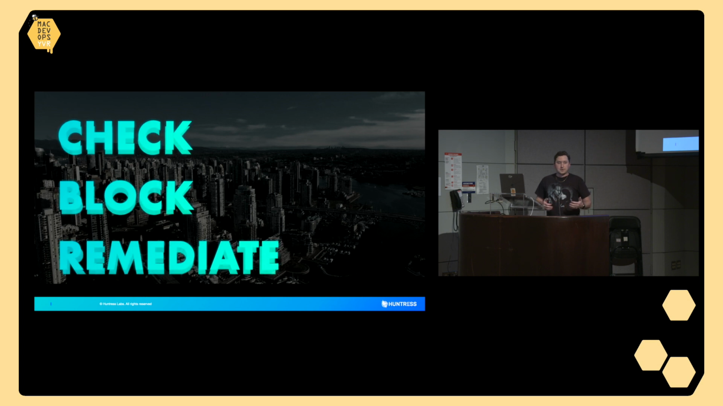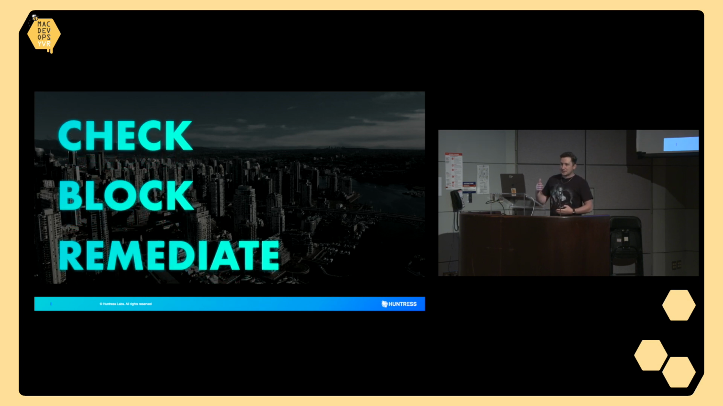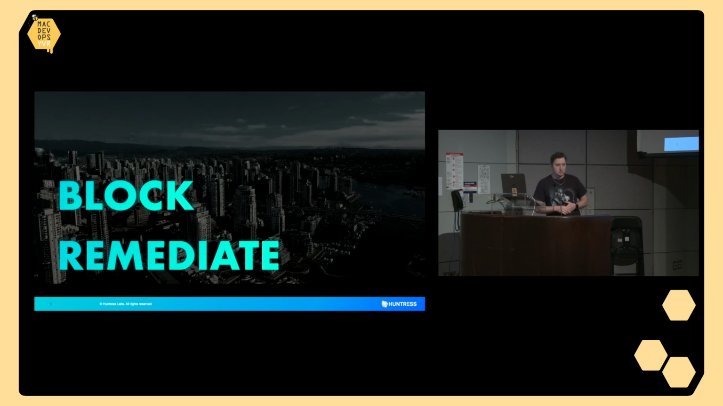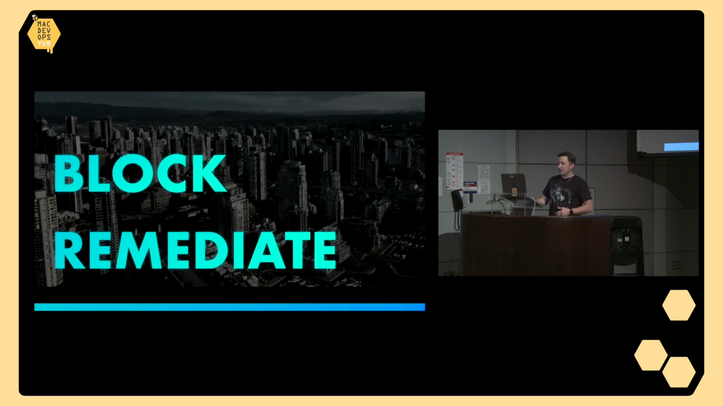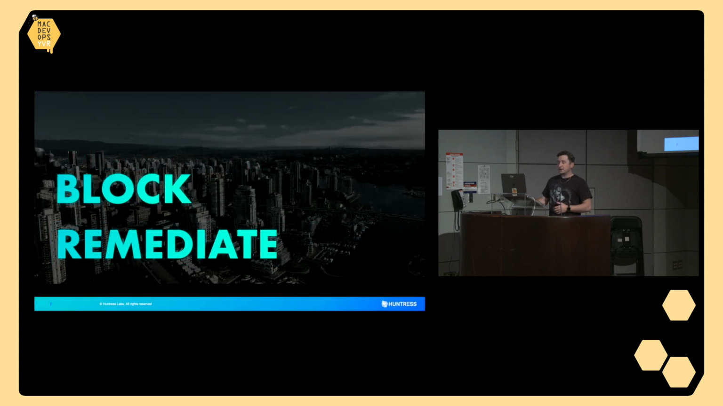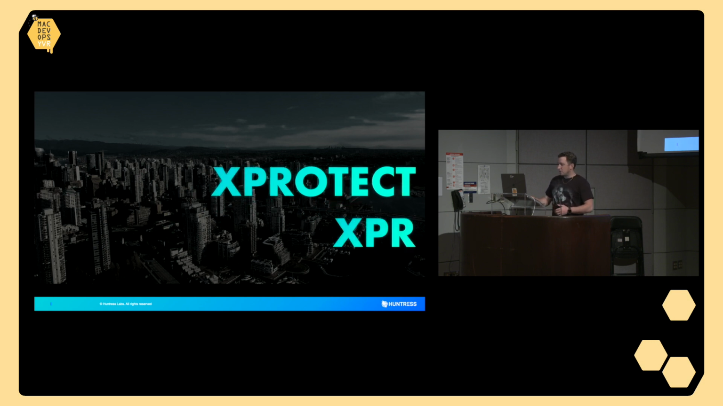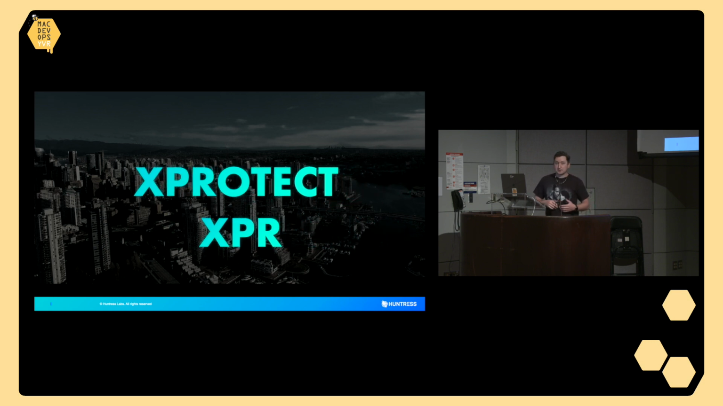So there's really three fundamental building blocks of built-in macOS security, and it's this idea of check, block, and remediate. The check portion is covered by Gatekeeper, and that would take a little too long to dive into. So we're going to focus on blocking and remediating, which fortunately for us maps over nicely to the two tools that we're going to talk about today, which are XProtect and XProtect Remediator. So we'll dive in and talk about XProtect first.